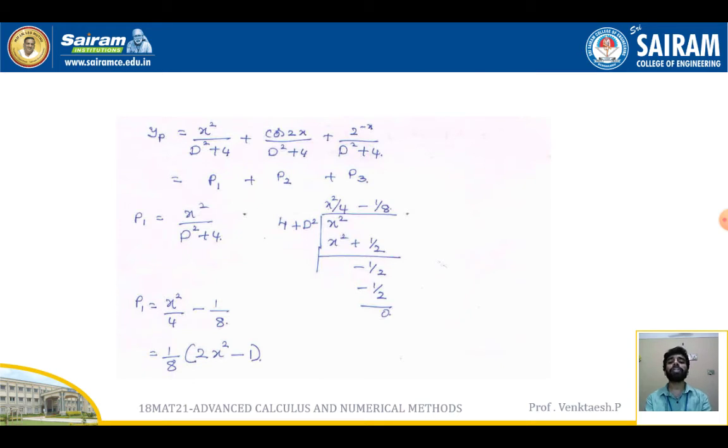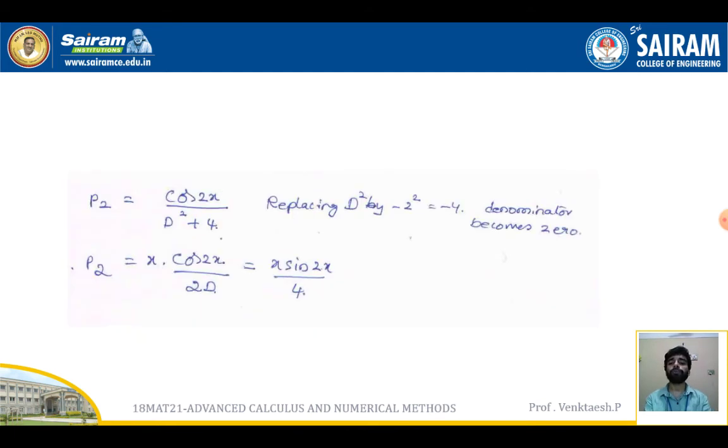So the particular integral p1 will be x square by 4 minus 1 by 8, and I can take 1 by 8 as a common factor. So p1 is equal to 1 by 8 times (2x square minus 1). Now we will see how to solve p2. p2 contains a trigonometric function, that is cos 2x by d square plus 4. According to type 2, we have to replace only the d square terms with minus a square. Here the x coefficient is 2.